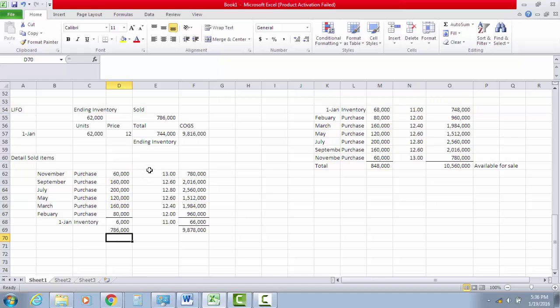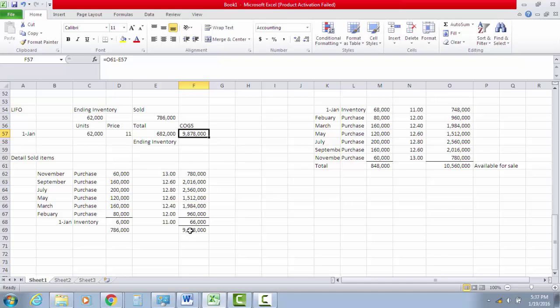Should in fact equal itself out. So why does it not? So I have all of these items sold. I have 786,000 units sold. So what is wrong? Oh, I can tell what's wrong. I just put in the wrong inventory value up here. So there we go. So the 62 units are at the $11, which is the January 1st inventory.